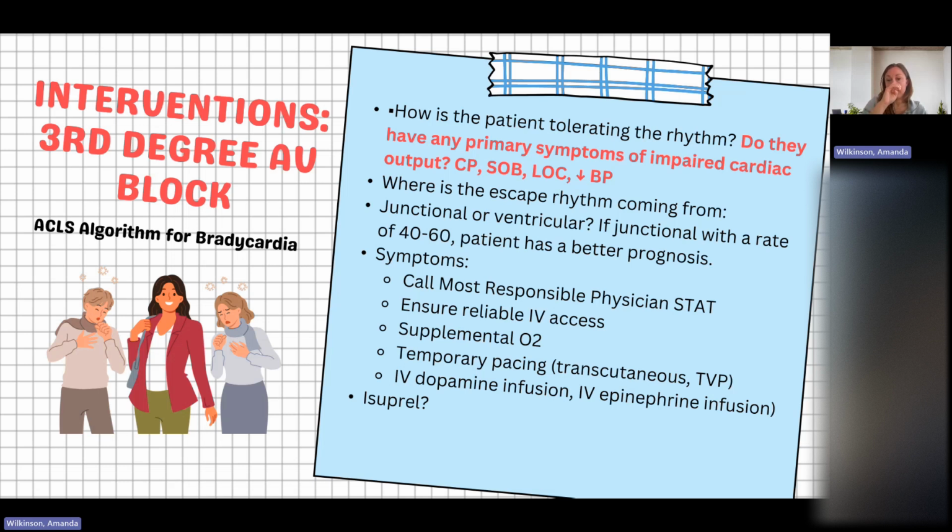So if the patient is symptomatic, we want to call our MRP right away. There's the oxygen and IV access like we typically do, and we want to prepare for temporary pacing. So we usually start with transcutaneous, but be ready for transvenous. So get that crash cart and put those pads on your patient. And then again, you might need dopamine or epinephrine infusions to support perfusion for these patients.